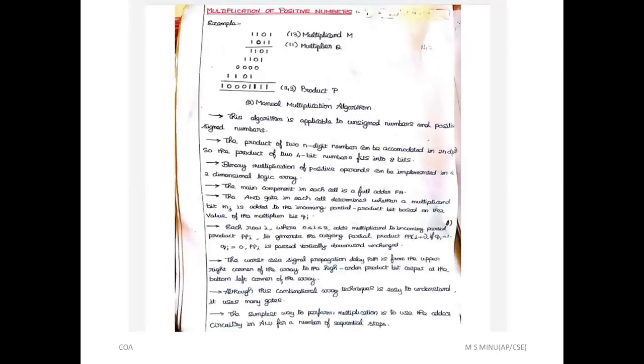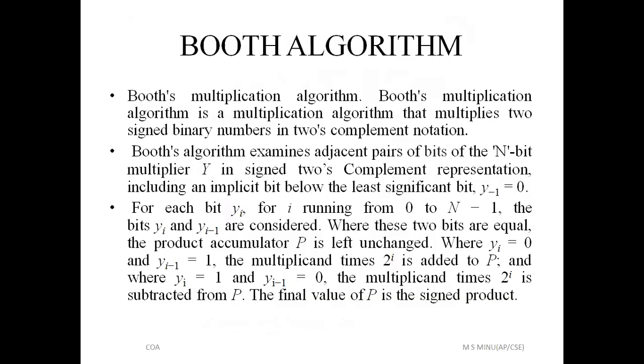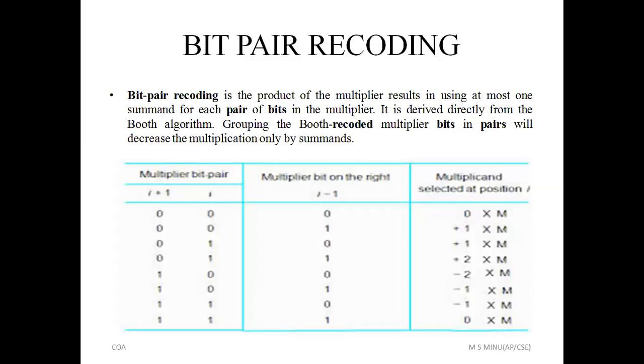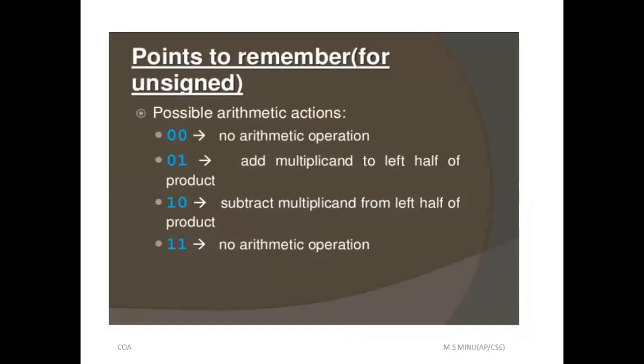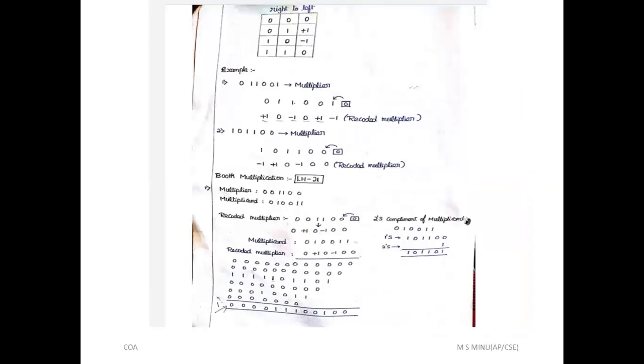Now we move on to the PPT about bit pair recoding of multipliers and carry save addition of summands. In this session, I am going to explain only bit pair recoding. Before moving on to bit pair recoding, I would like to share the Booth algorithm technique. Already we have seen in the last session how the Booth algorithm works.